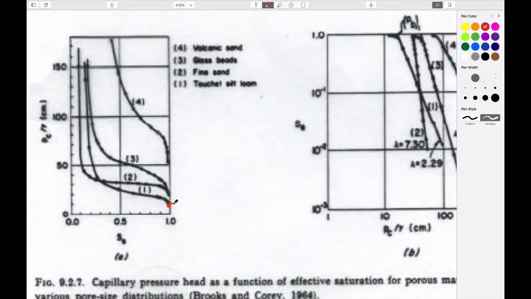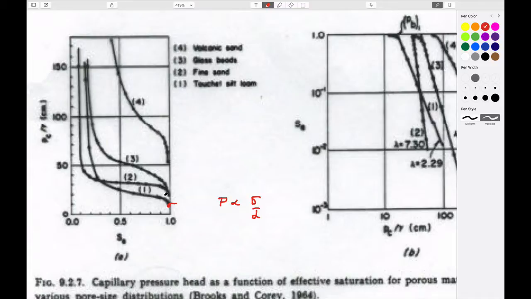So low entry pressure must be larger because we know that capillary pressure is proportional to diameter, no, inverse, right? Interfacial tension divided by diameter. So we know that this particular pore space must be larger than this one because it takes a larger pressure to go into it. They also have very different shapes.